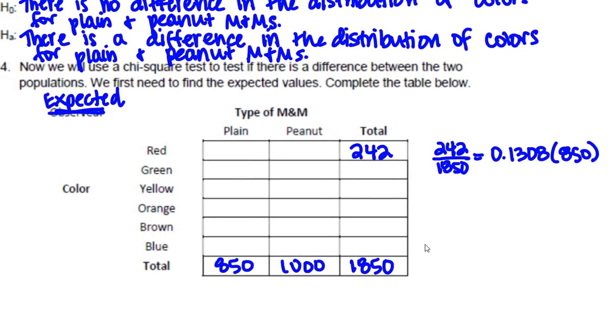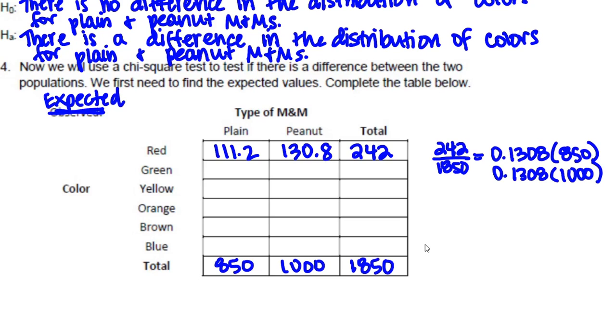what I expect to have for the plain M&Ms. And I'm just going to round to 1 decimal inside the table. I expect out of the 150 M&Ms for 13.08% of them to be red, which is 111.2 M&Ms. And then for the peanut, same thing. I'm going to do 0.1308 times 1,000, and I'll get 130.8. That should still add to the 242 because it's still all 242 M&Ms are broken down.